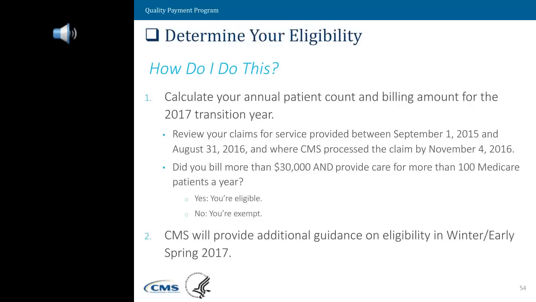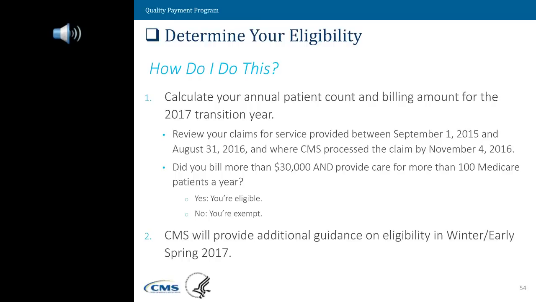So how do you do this for your practice? Well, to go back to the eligibility piece that Molly mentioned earlier, really it's a question of determining your annual patient count and billing amount for Medicare Part B. And getting back to that specific question, did you bill more than $30,000 in Part B allowed charges and provide care for more than 100 Medicare patients in a given year? Again, this applies to Medicare Part B fee-for-service. So really taking a look at your claims of service provided between September 1st of 2015 and August 31st of 2016 will be key in order to determine your eligibility.